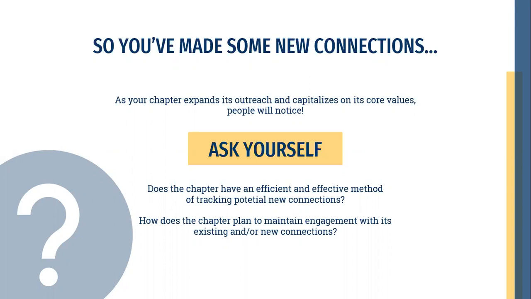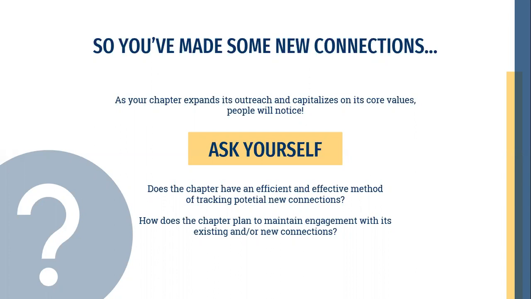You need to ask yourself, does the chapter have an efficient and effective method to tracking potential new connections? And I'm going to share with you a resource that exists for you all to take advantage of in a minute. But just ask yourself this question: do you have a way to track these new connections? Is it on paper? Is it digitally? What does that look like for your chapter? And once you've asked yourself if you have an efficient and effective method of doing so, how do you take that and then maintain engagement with those existing or new connections?